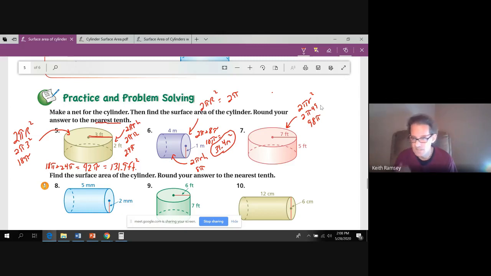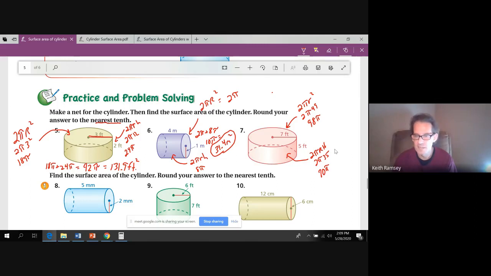Okay, that's the bases. Now I want to find the lateral surface, and that's 2 pi times the radius times the height. So the height is 5, the radius is 7. So 7 times 5 is 35. So now I have 2 times pi times 35. Now I have to multiply 2 times 35 is 70. So now I have 70 times pi.